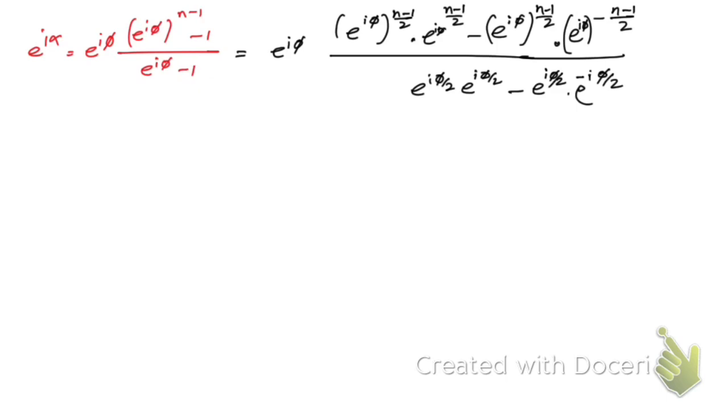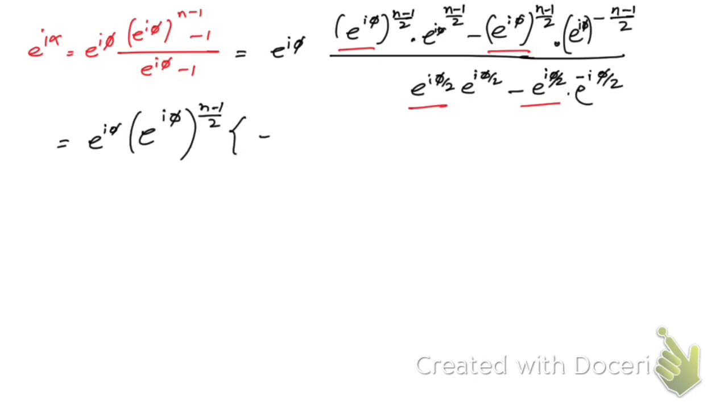So now what we can do here, we can take commons, right? From these two we can take this common, and from these two we can take this part common, and then e to the power i phi whole to the power n minus 1 by 2 is taken common.